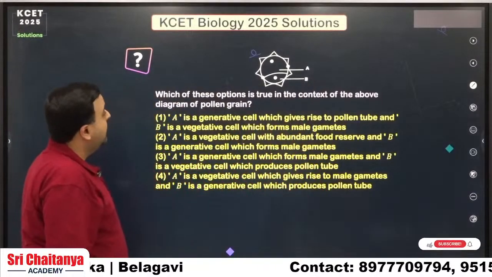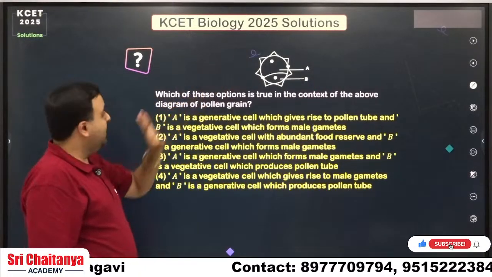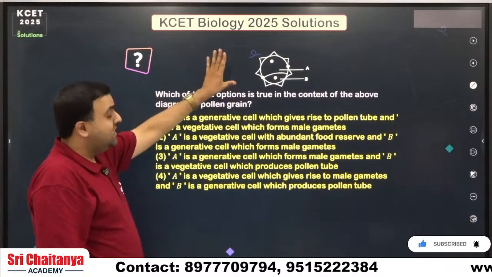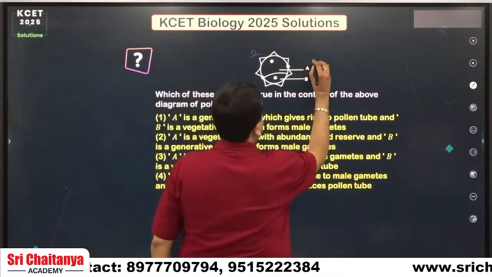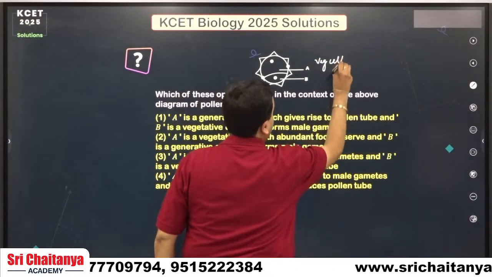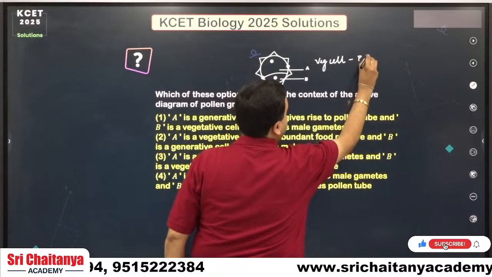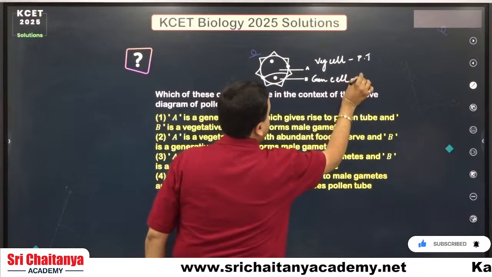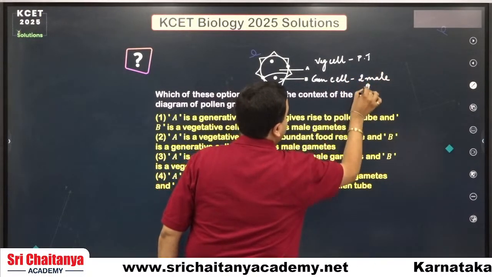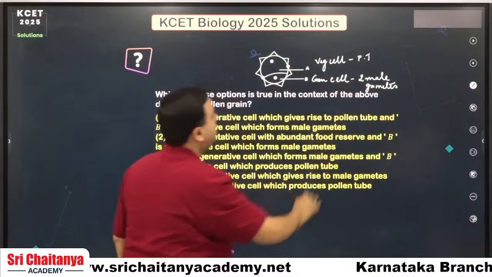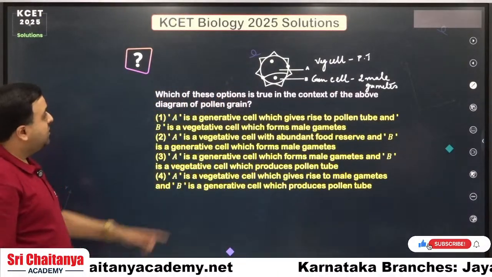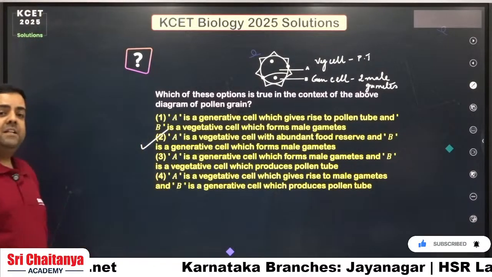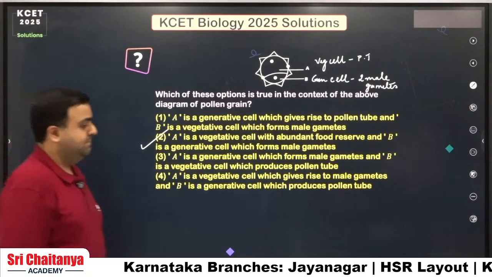Next, now here they have given us the structure of the pollen grain. Before reading such an elaborate question, it's always advised to understand the diagram. So, A is going to be the vegetative cell, which has the vegetative nucleus and gives rise to the pollen tube. B is going to be the generative cell that is going to give rise to 2 male gametes, and it is going to float in the cytoplasm of the vegetative cell. So once we know that, we are going to get option number 2 to be the right answer for this question.